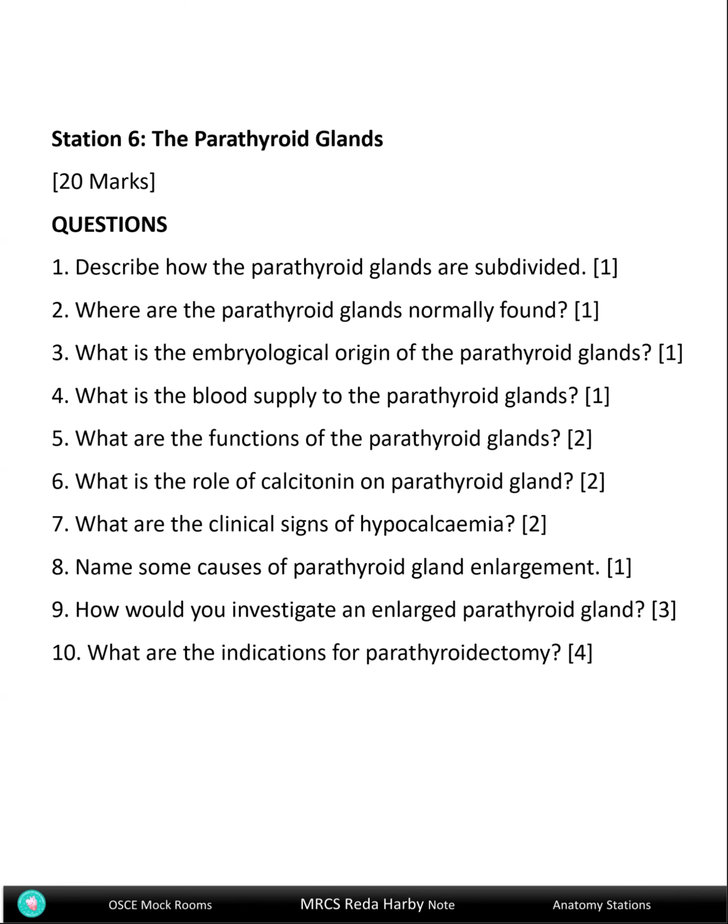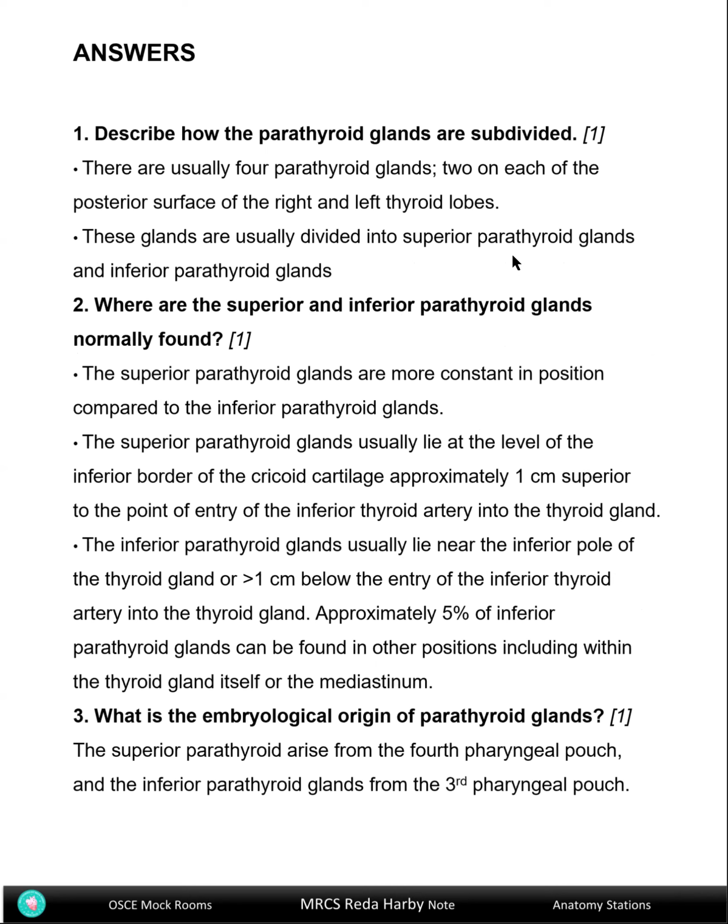Yes. Okay. So just to answer these questions, we said there are 4 parathyroid glands, 2 on each side of the posterior surface of both thyroid lobes. So they are superior glands and inferior glands, 2 and 2. The superior are more constant in position compared to the inferior. As you said, the superior is from the 4th pharyngeal pouch, and the inferior from the 3rd pharyngeal pouch with the thymus.